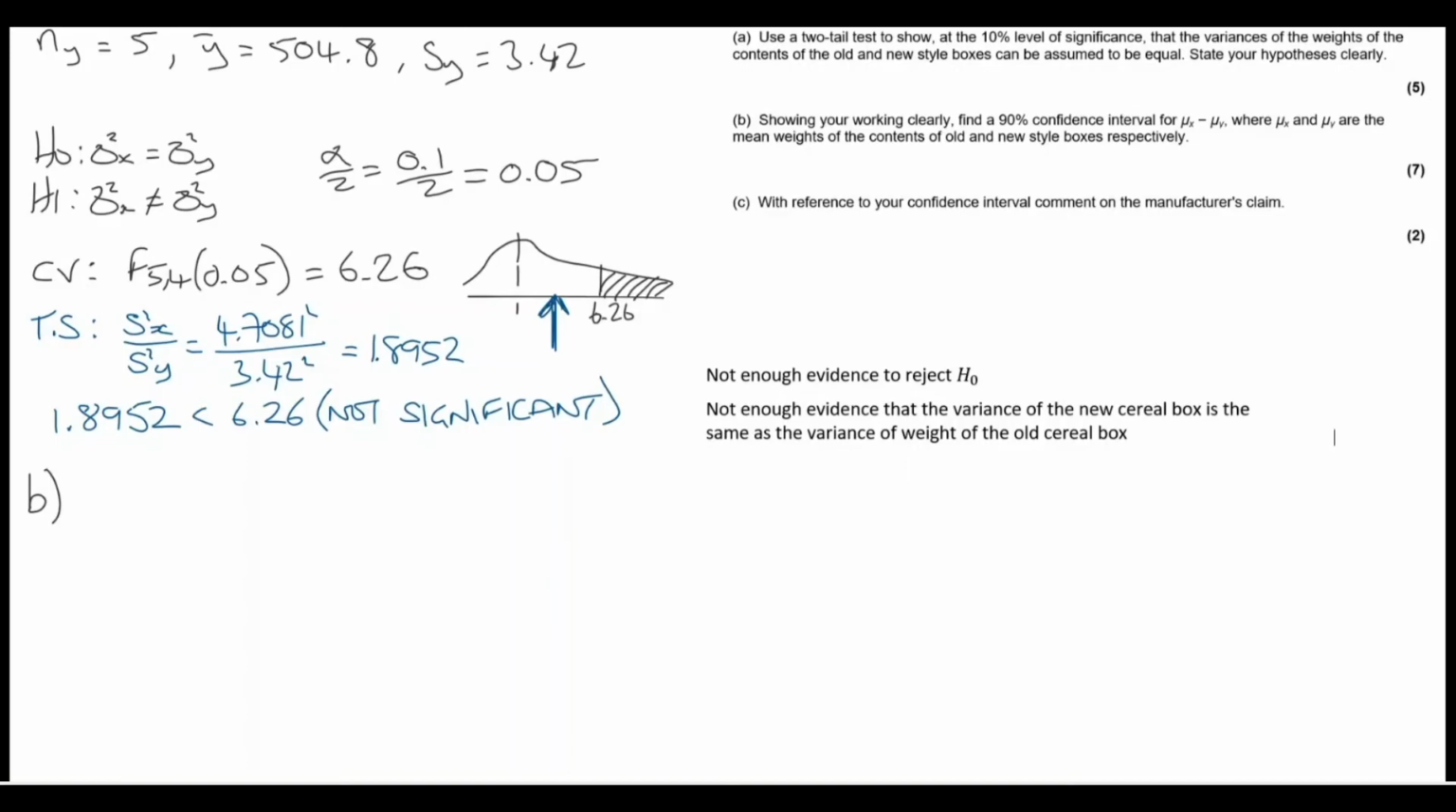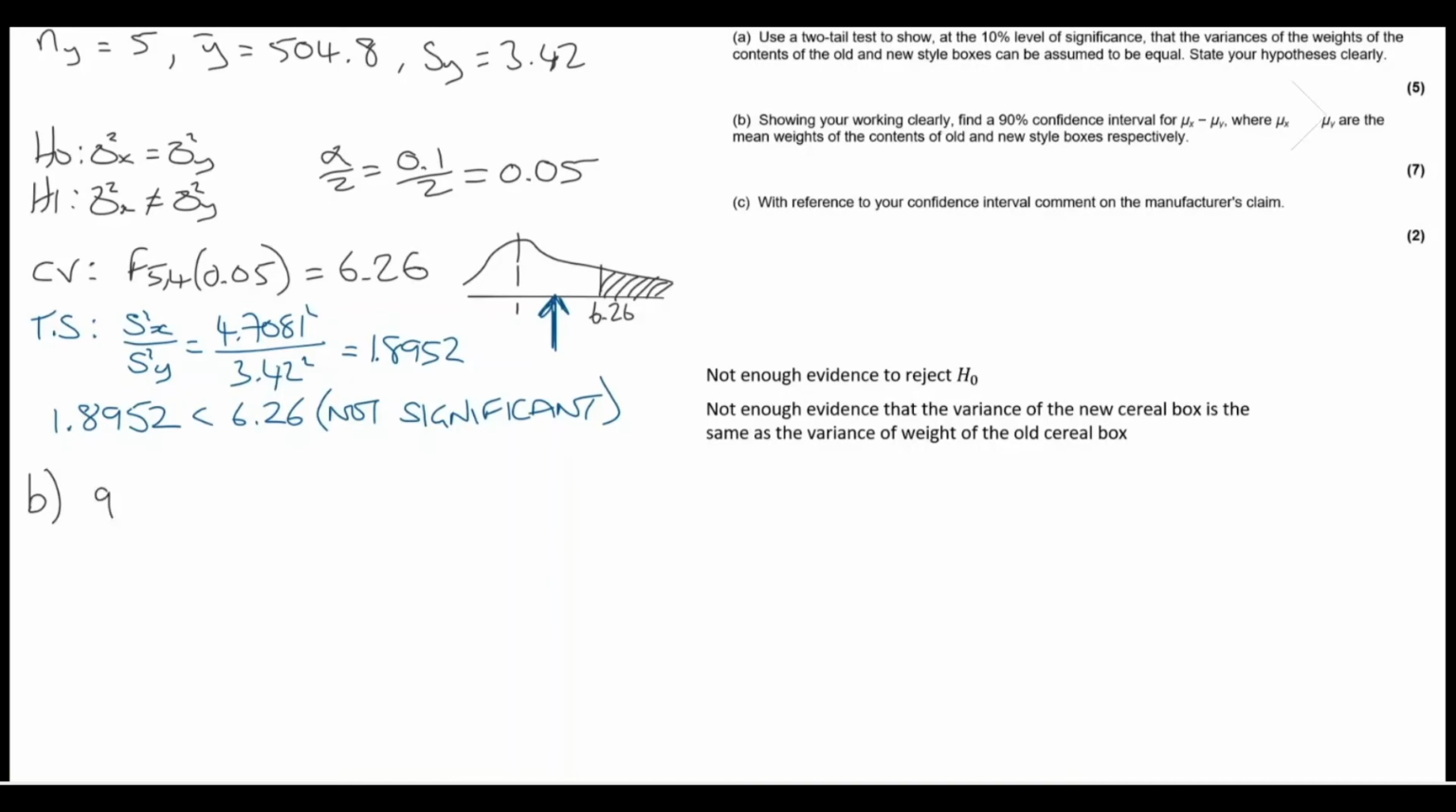Secondly, we've just tested and shown that the variances are going to be the same, or at least we can assume the variances are going to be the same. So for the variance or the standard deviation, we're going to need to pool those variances together. So we're going to calculate a pooled variance in this instance.